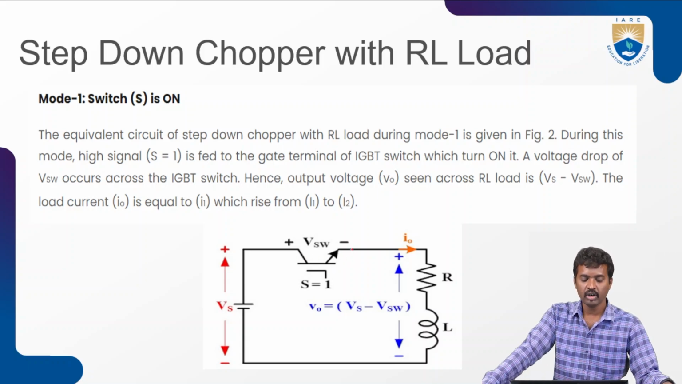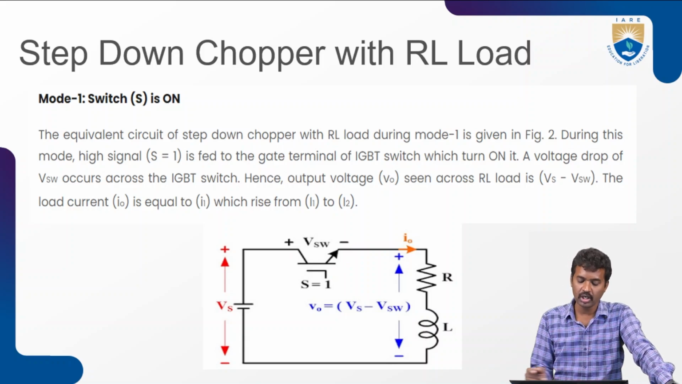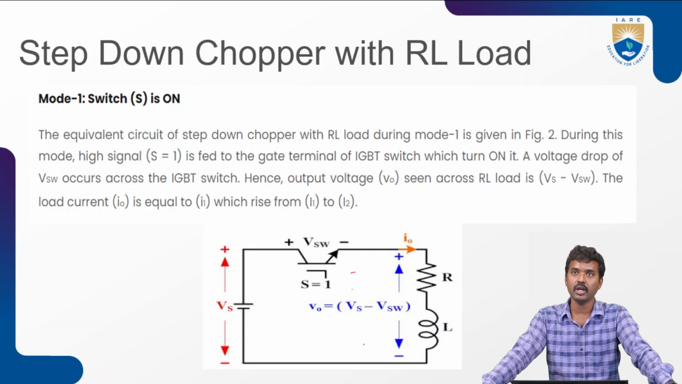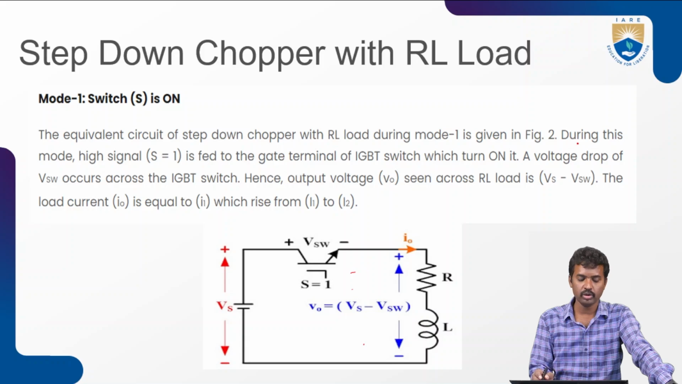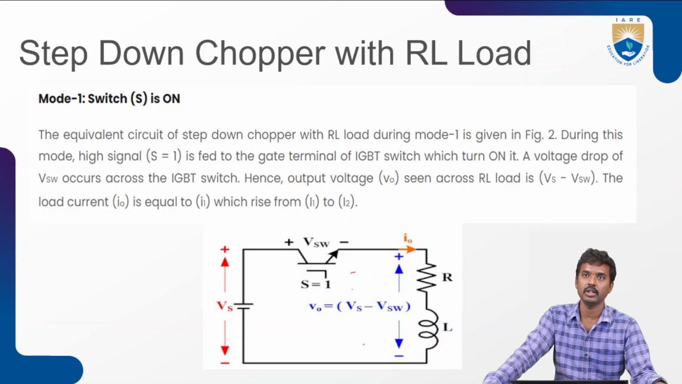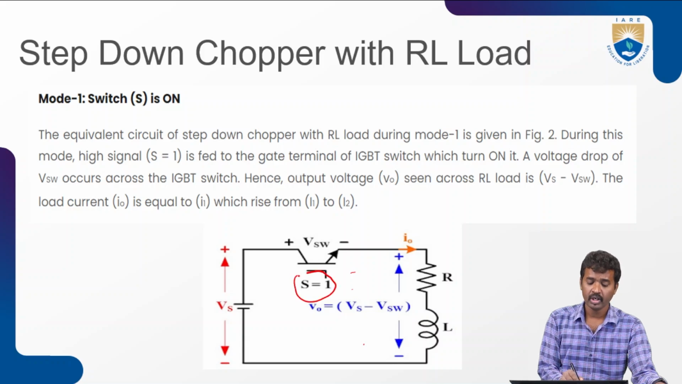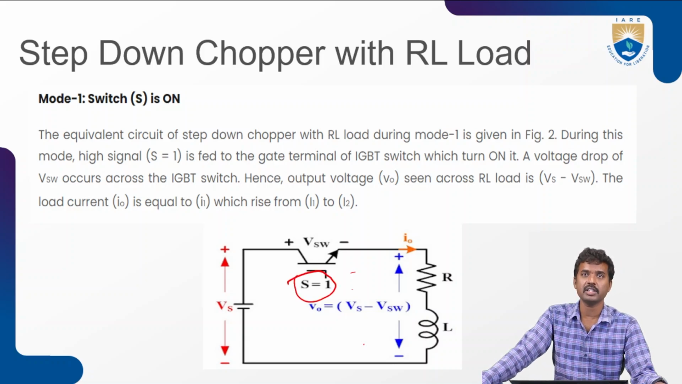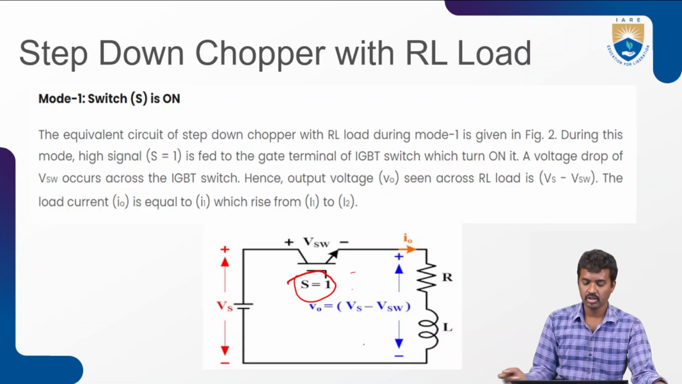In that case, in the equivalent circuit diagram, when the switch is on, this freewheeling diode will be in reverse bias. This is plus and minus, and it is a short circuit, and the diode is in reverse bias, that is, the diode acts as an open circuit. Now in this chopper it is RL type of load during this mode. Here I am using the IGBT switch, so in this case S equals 1, a high signal. In this case the switch is on.